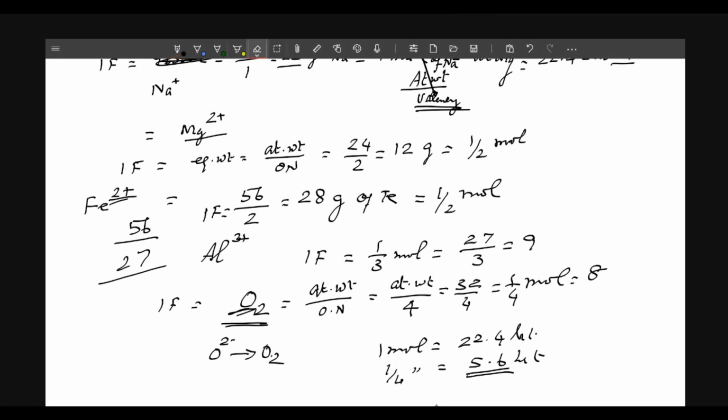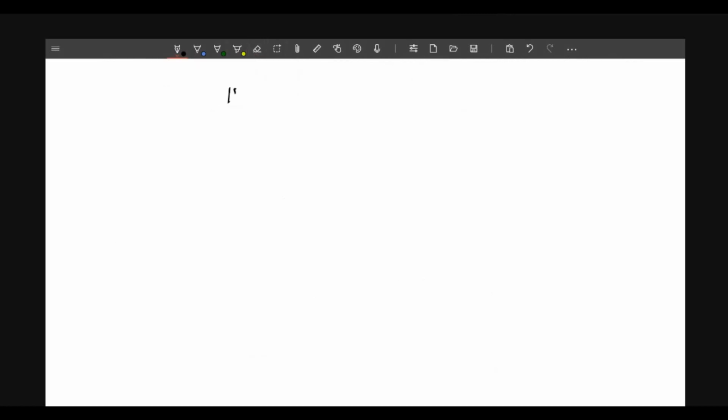And for hydrogen, H plus is converted into H2 gas. If hydrogen is evolved, 1 Faraday of the current would evolve the molecular weight by the change in the oxidation number. For one atom valency is 1, for two atoms it is 2. 2 divided by 2 is equal to 1. Therefore, it is equal to half a mole. In grams of mole, it is half a mole.